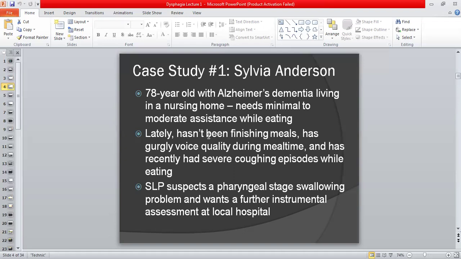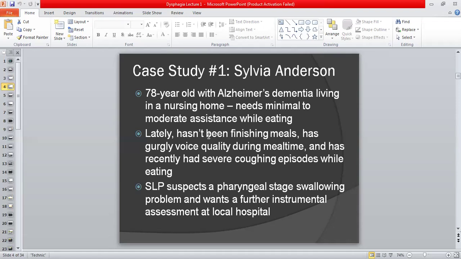In this case study, Sylvia is a 78-year-old with Alzheimer's dementia living in a nursing home. Now, this is very important information. Look at the age, 78 years. Look at the condition, Alzheimer's. Look at the condition, dementia. And she is living in a nursing home. These three factors you must keep in mind. One is age, number two is any neurological debilitating disease, like in this case Alzheimer's and dementia. And the third thing is that she is living in a nursing home.